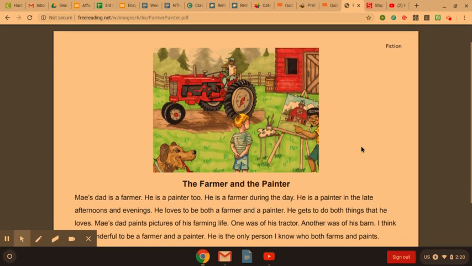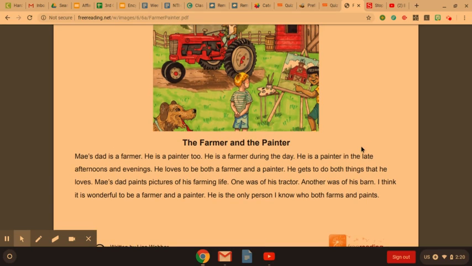The farmer and the painter. May's dad is a farmer. He is a painter too. He is a farmer during the day. He is a painter in the late afternoons and evenings. He loves to be both a farmer and a painter. He gets to do both things that he loves.